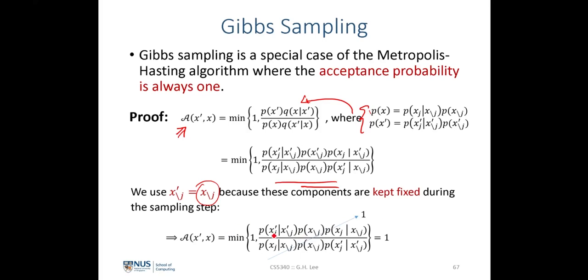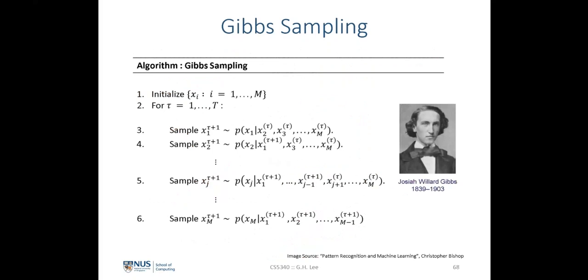By substituting these terms into this equation, this particular part can be cancelled out. We see that this cancels off, as well as this cancels off. This means that the acceptance probability will always be equal to 1, which means that we'll always accept all the samples. Here's a summary of the Gibbs sampling algorithm. It's a very simple algorithm, yet it's very powerful. It always works very well.